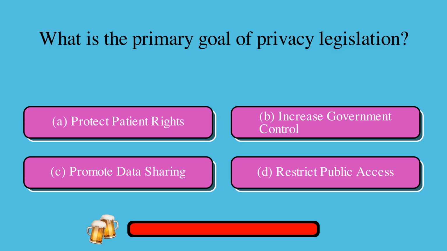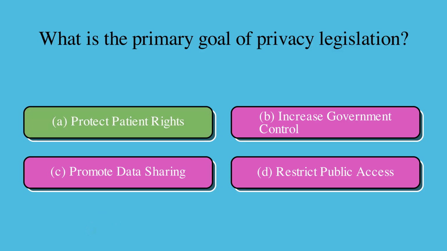What is the primary goal of privacy legislation? A. Protect patient rights, or B. Increase government control, or C. Promote data sharing, or D. Restrict public access? The correct answer is A, protect patient rights.